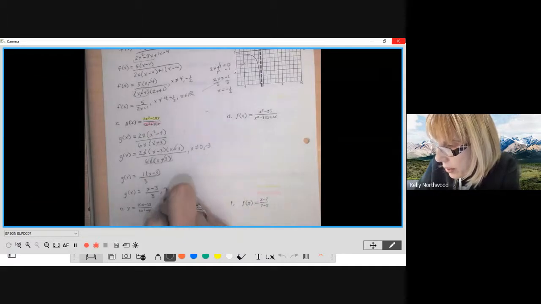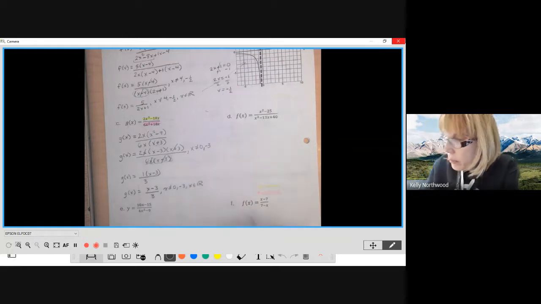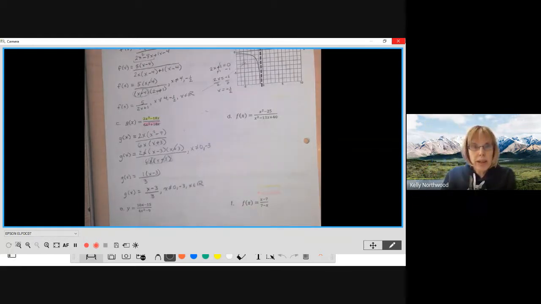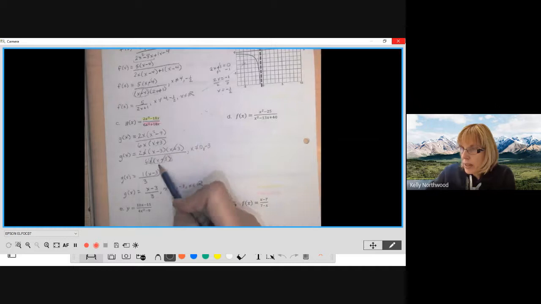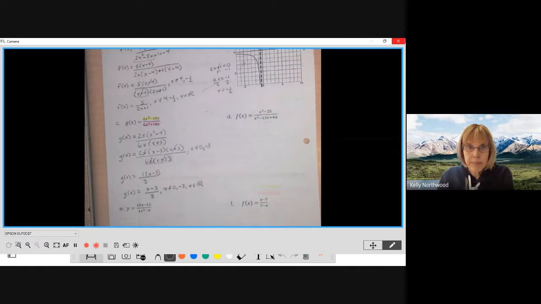And then I need my restricted values. And x can be any other real number, so that I've got my domain on the end. So there were more things that we could cancel out there. The x plus 3's were identical. The factors of x were identical. And then 2 over 6 reduces to 1/3. And 1/3 times x minus 3 is the same as x minus 3 over 3.